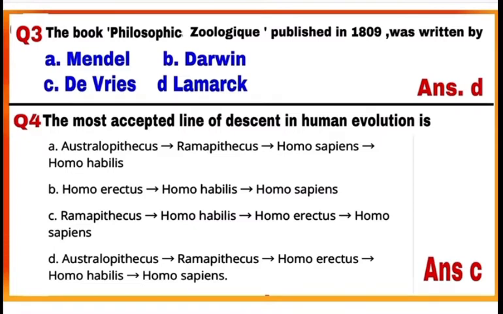About 15 million years ago, primates called Dryopithecus and Ramapithecus were existing, where Dryopithecus was more like ape while Ramapithecus was more like man. Then arose Australopithecus, followed by Homo habilis, Homo erectus and then Homo sapiens. So correct line of descent in human evolution is given in option C, Ramapithecus, Homo habilis, Homo erectus and Homo sapiens.